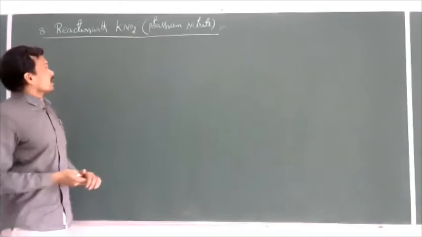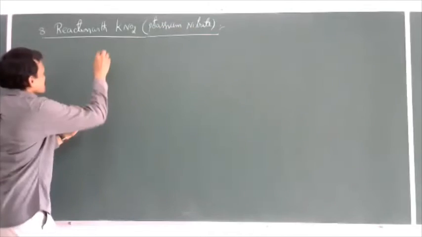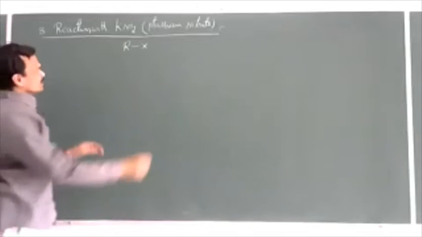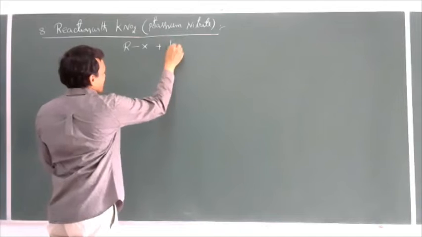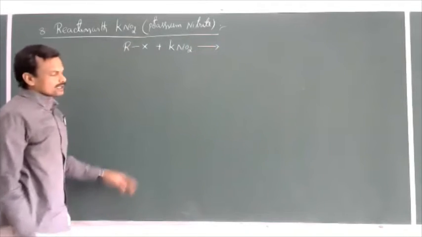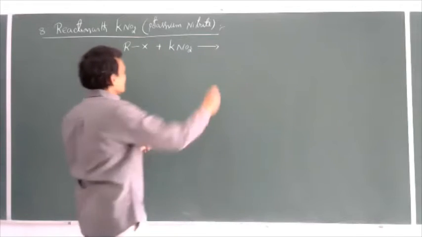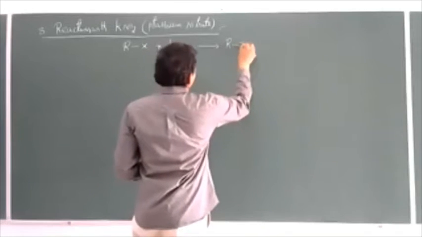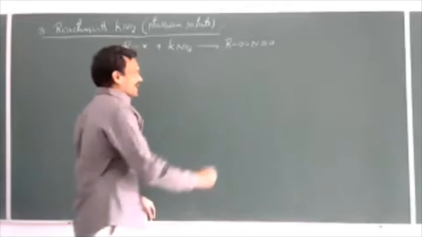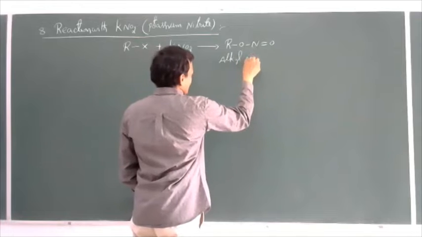So, reaction with KNO2, potassium nitrite. See, when haloalkanes RX are allowed to react with potassium nitrite KNO2, then X minus is replaced by NO2 minus, and we can get RONO, which is nothing but called alkyl nitrite. This is alkyl nitrite.